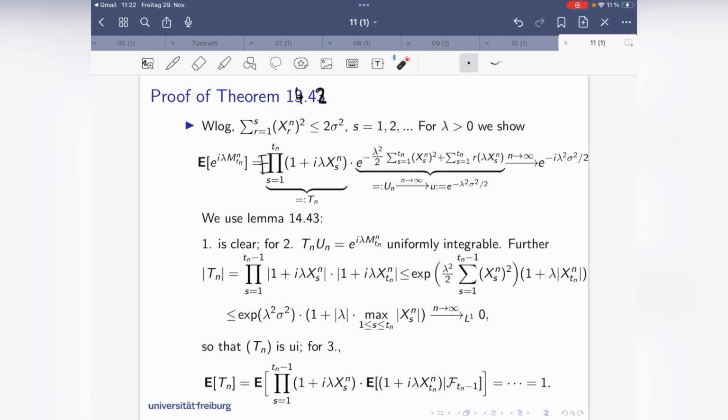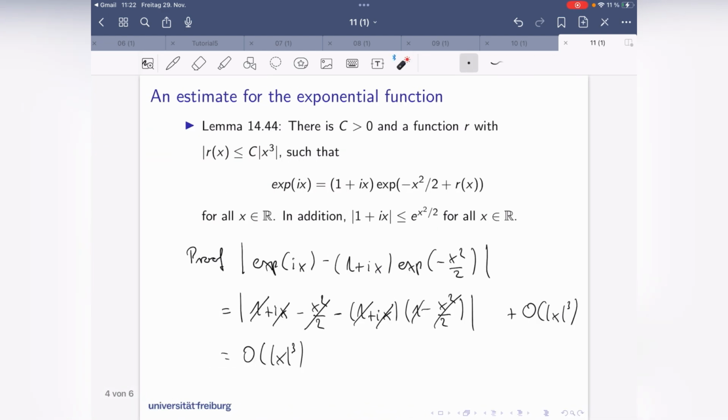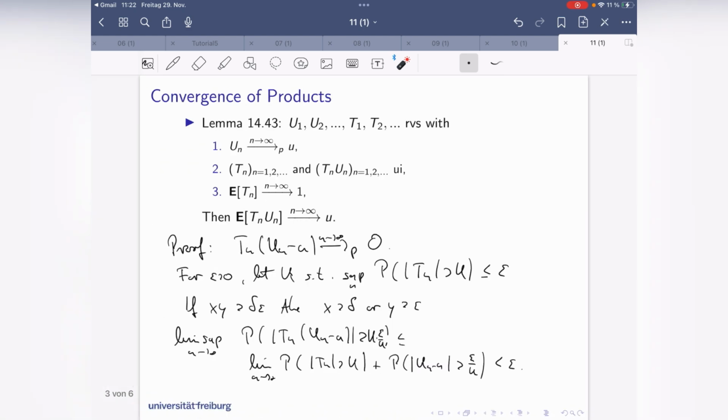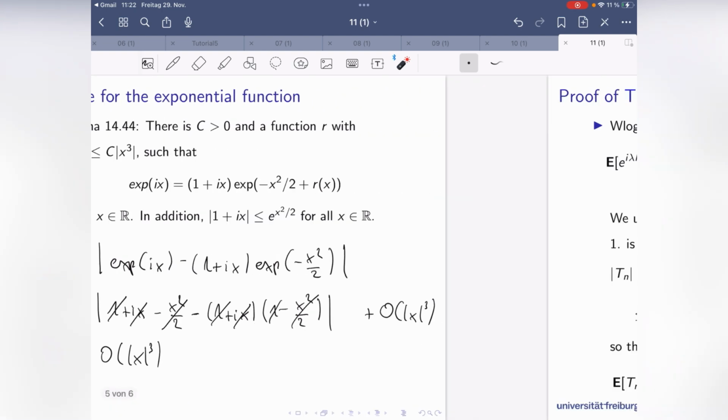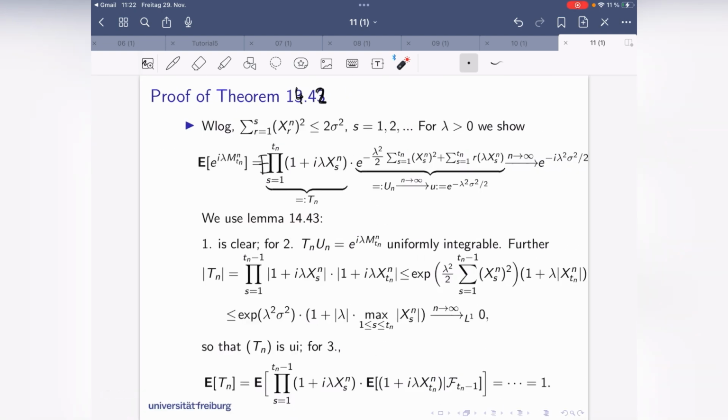So what do I need? We use the last lemma. That lemma we use. So we need un goes to u, tn and t and un are uniformly integrable, and expectation of tn goes to 1. So un converges to u. That's clear, I say here. So r is small anyway. And this here is assumed to converge to sigma square in probability, and therefore that also holds here.